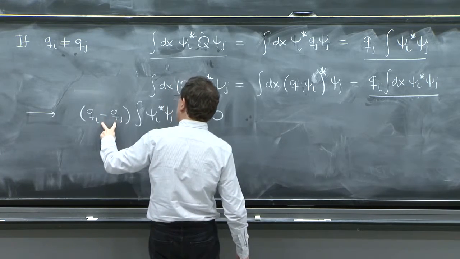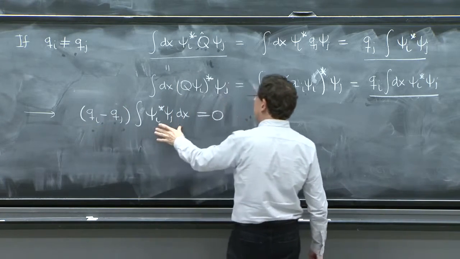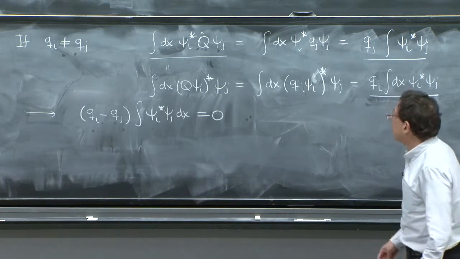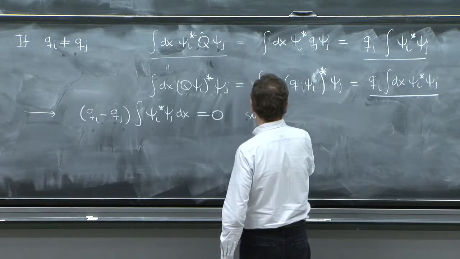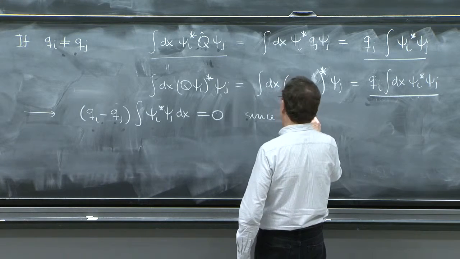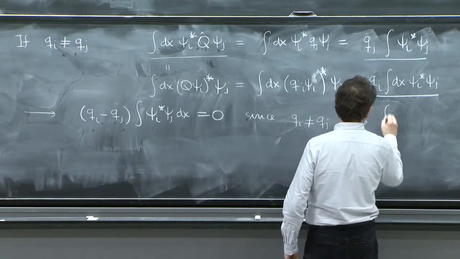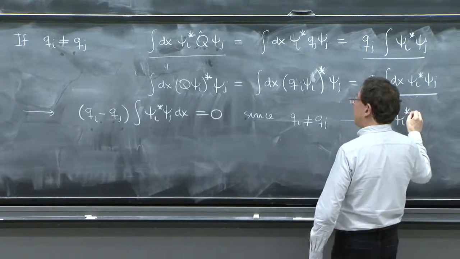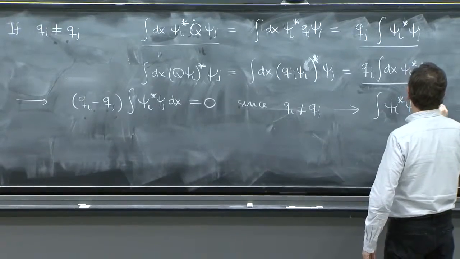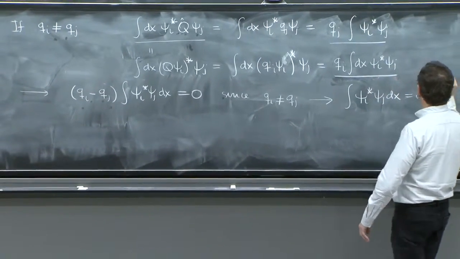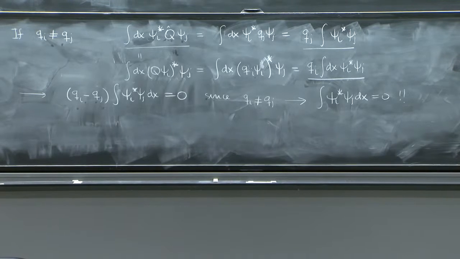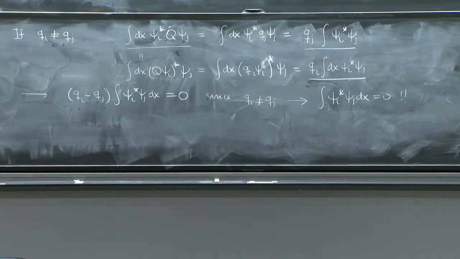And if the eigenvalues are different, this is non-zero, and the only possibility is that this integral is 0. So this implies, since we've assumed that Qi is different than Qj, we've proven that the integral of psi I star psi j dx is equal to 0. And that's part of this little theorem, that the eigenfunctions can be organized to have orthonormality and orthogonality between different ones.